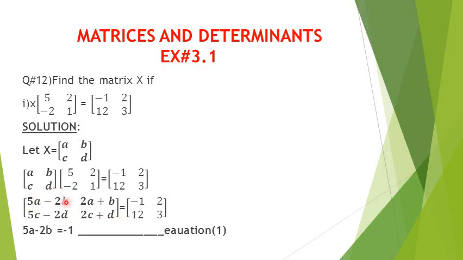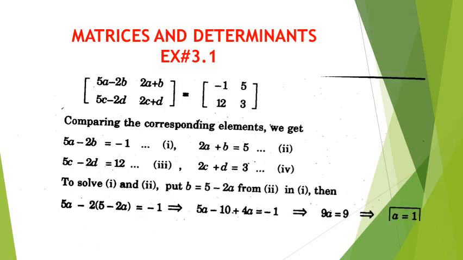So this A11 should be equal to this A11. So 5a minus 2b is equal to minus 1, and again 2a plus b is equal to 2, or 5c minus 2d is equal to 12, and 2c plus d is equal to 3. So I'm just making the equations. You can see 1, 2, 3, 4 equations, and because you have learned in previous classes, by the substitution method or elimination method, or you can say solve simultaneously, I can get the value of a and b from equations 1 and 2, and from equations 3 and 4 I can get the value of c and d.